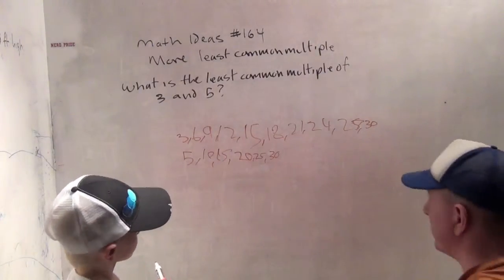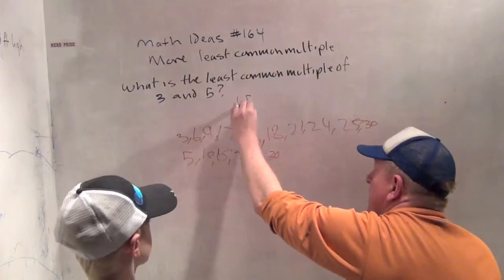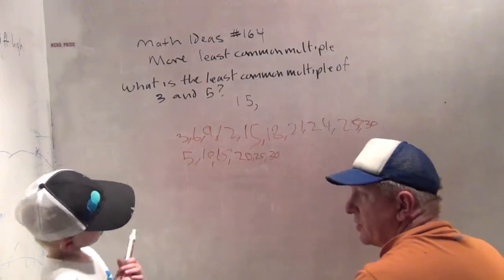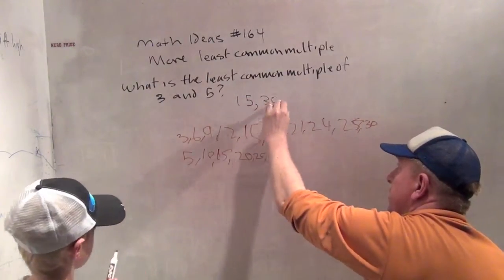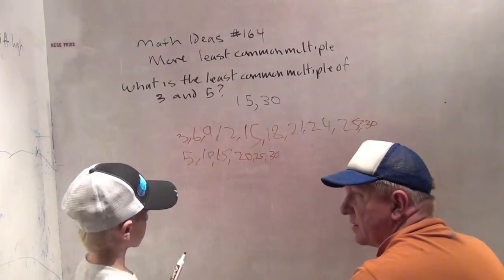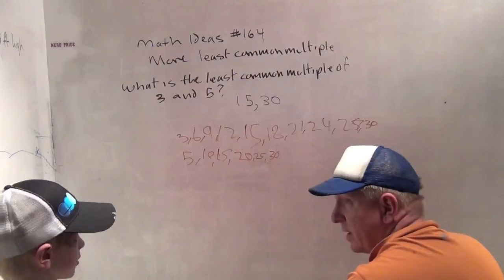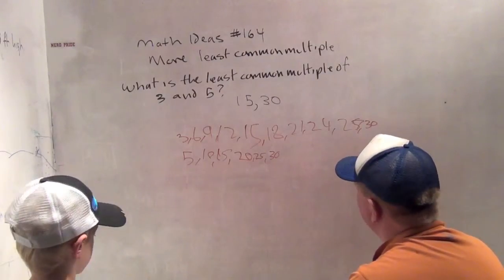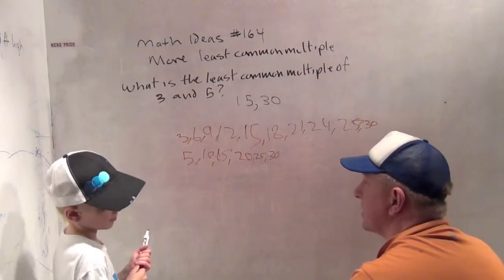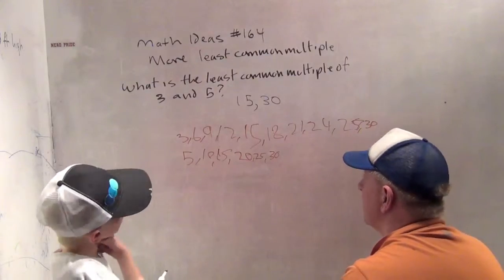So the least common multiple is 15. The next number that they both go into is 30. Do you notice anything special about 15 and 30? You count by 15 to get each one. Right. So it's like counting by 15. So what would you guess the next one's going to be? 45. You want to see if it is?